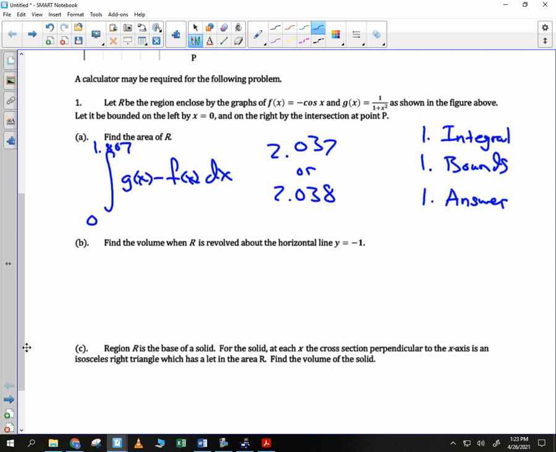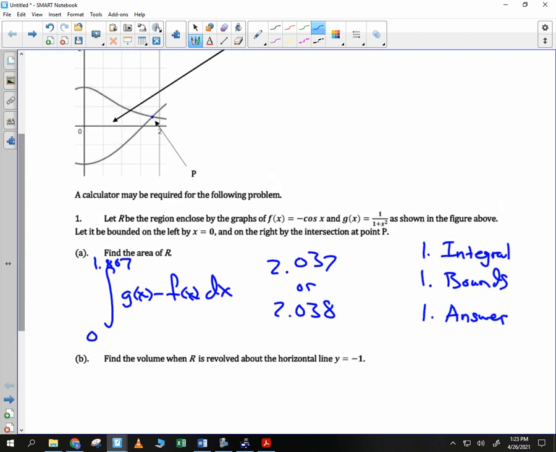So again, the bounds, if you just had the integral of g of x minus f of x dx, that would give you a point just right there. Yep, exactly. So long as you have something marked here, say p is equal to 1.807, something of that nature. You all good with that?